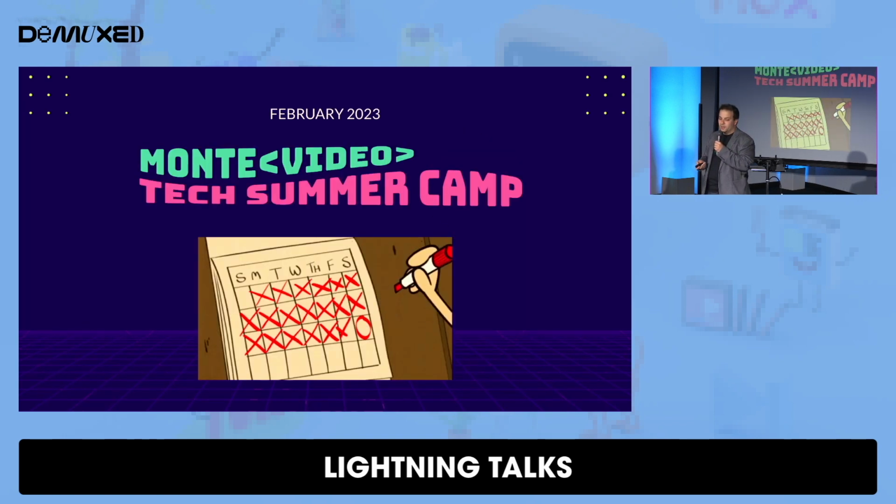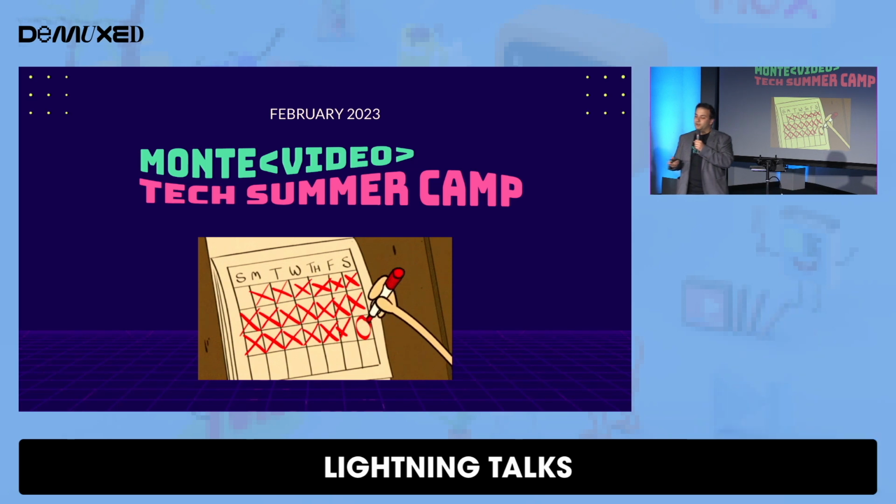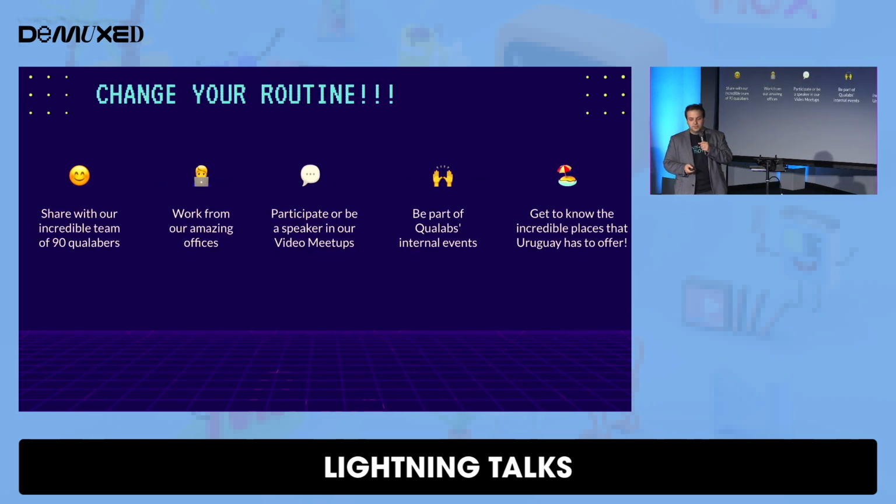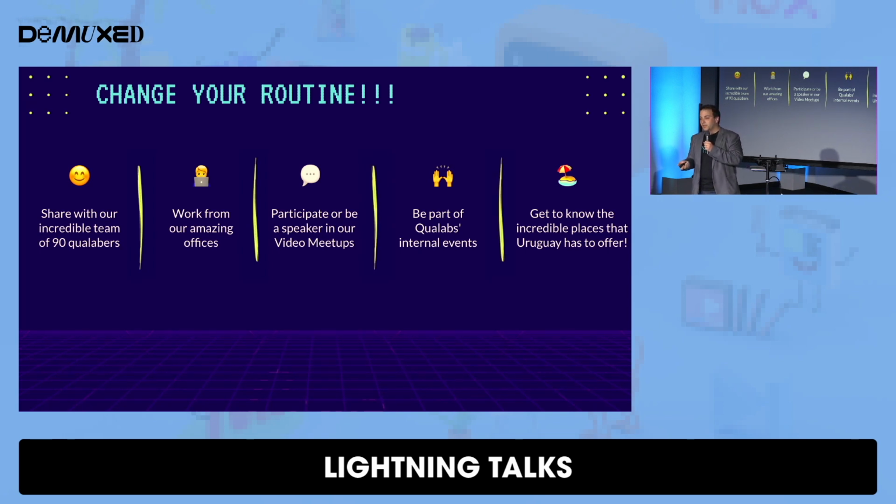Why don't we invite people like Rod to come to Montevideo and do a summer camp? Just in case, summer in the south is in January and February. So why that, and what do we propose? The first is that you can share with our more than 90 collaborators, so more video engineers. You can work from our offices. If you want, you can go to the beach. You can participate in our video events and be part of our internal events. We can go to incredible places in Uruguay, which we shared a few. And an extra one, you're going to have 2 summers in a year. Or if you live in San Francisco, at least 1 hot summer.